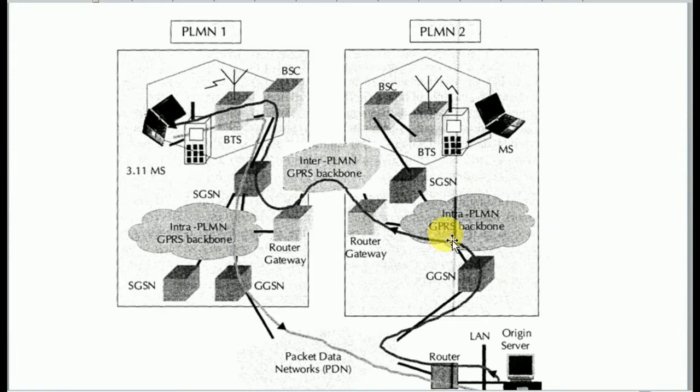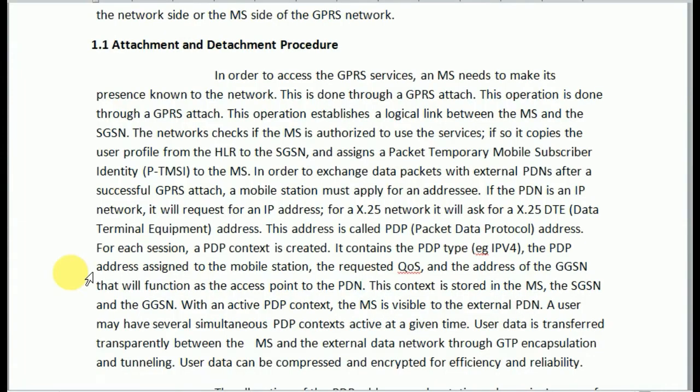In this PLMN, this is the mobile station and this is the SGSN, serving GPRS support node, and this is the GGSN, gateway GPRS support node. So this GGSN connects the SGSN or mobile station to external packet data networks. The network checks if the MS is authorized to use the services.